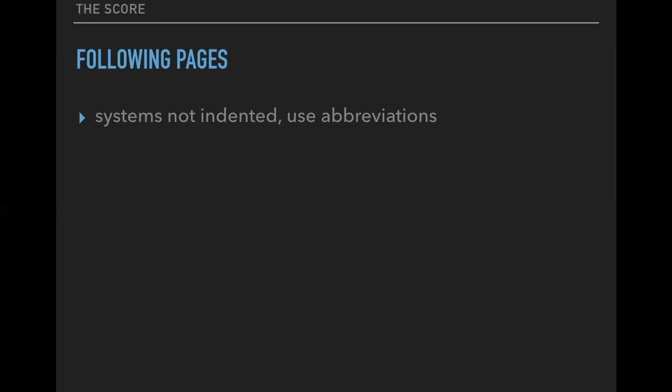A lot of these abbreviations you will get used to, and it's also possible that some scores don't have abbreviations. For instance, let's say you have a string quartet. Well, you might see the instruments listed on the first page and then not again because it's assumed you know the order.